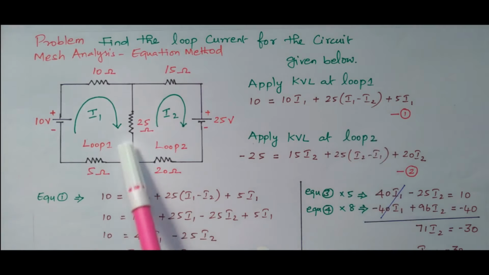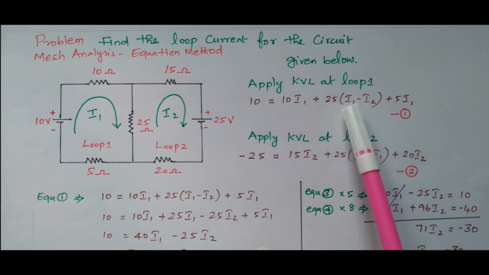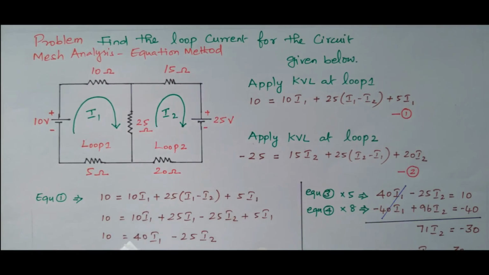While considering loop 1, it is I1 minus I2. While considering loop 2, it is I2 minus I1, because we are considering loop 2. So 25 ohm is connected between loops 1 and 2. Both I1 and I2 currents are flowing, but the current directions are opposite. This current is flowing downwards and this current is flowing upwards. So the difference between these two currents is flowing through the 25 ohm. So we are taking I1 minus I2.